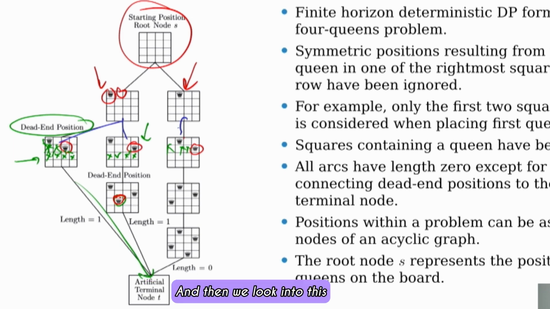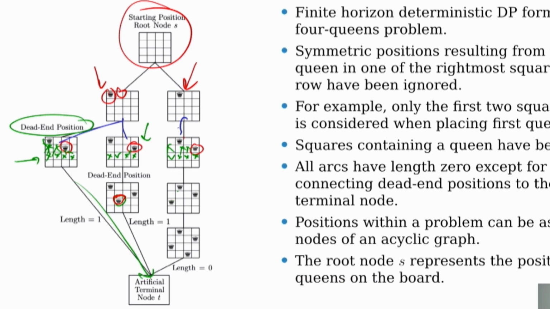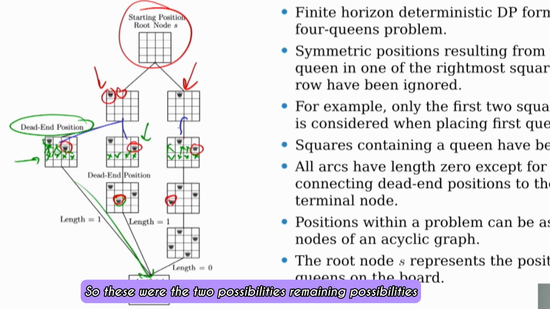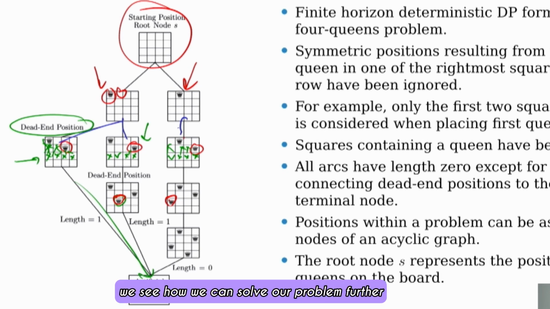And then we look into this one again. What are the possibilities we have? Can I put it here? It looks fine. Here I cannot put, here I cannot put. As you can see, we did put a queen here. So these were the two remaining possibilities, and from here we see how we can solve our problem further.